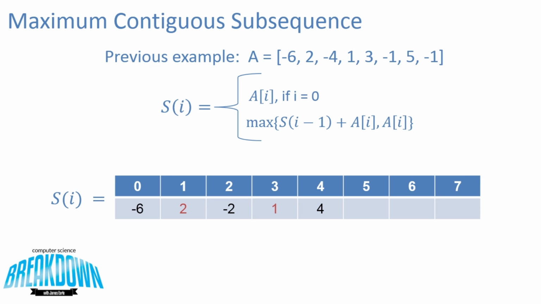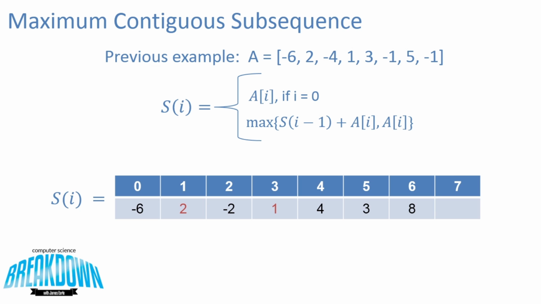Now -1 plus the previous is going to give us 3, but that's still bigger than -1. So this is why it's actually possible to include negative numbers in your optimal solution. So we're actually going to include -1 in this sequence so far. Now the next value is positive, so it's going to give us a value of 8, and of course that's going to be larger than anything we've seen so far.